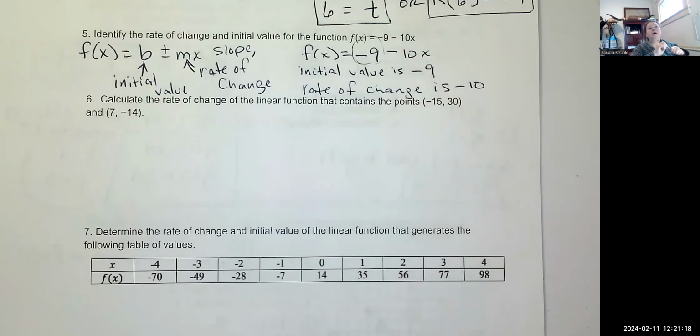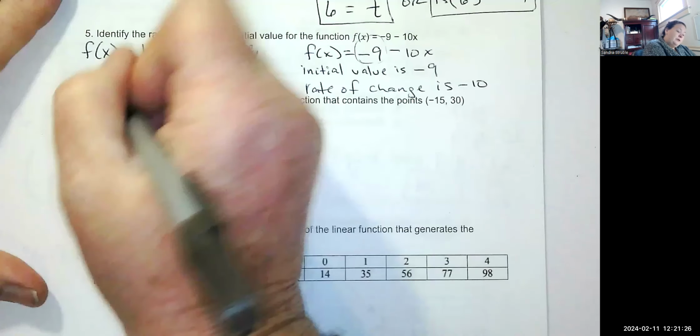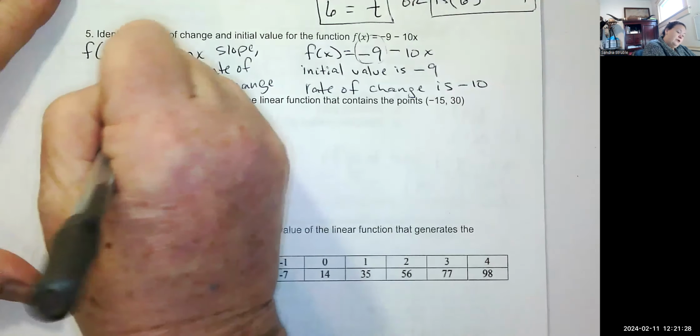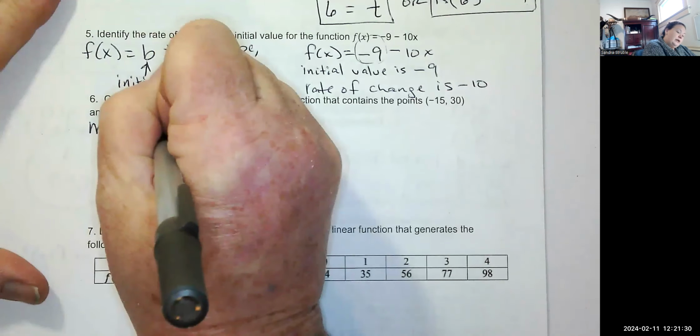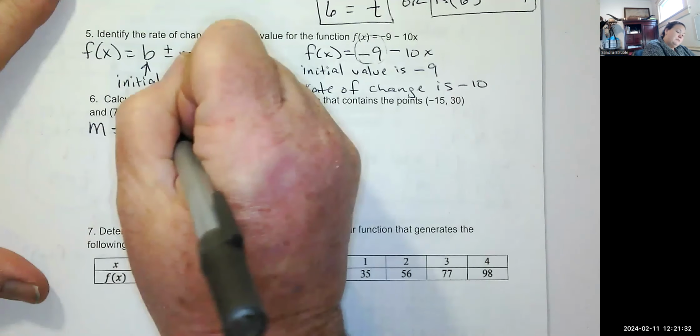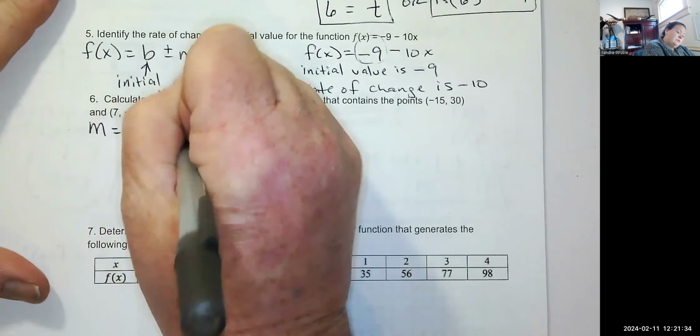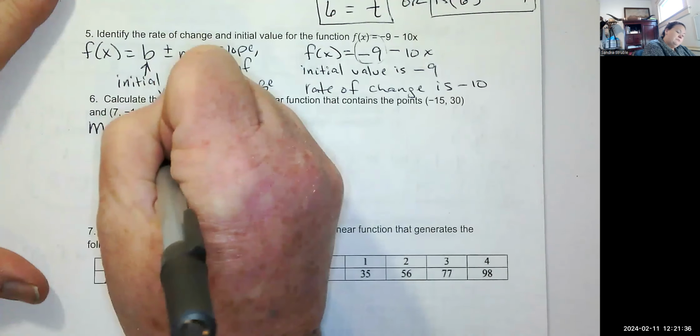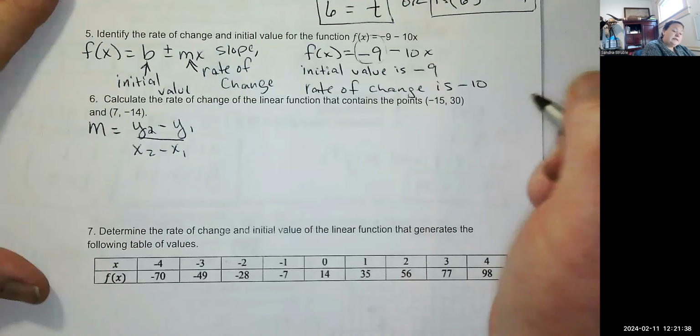The sign. So number 6, calculate the rate of change of the linear function that contains the points (-15, 30) and (7, -14). And I gave you a formula for this. You're going to want to have this in your notes. Rate of change is y sub 2 minus y sub 1 over x sub 2 minus x sub 1.